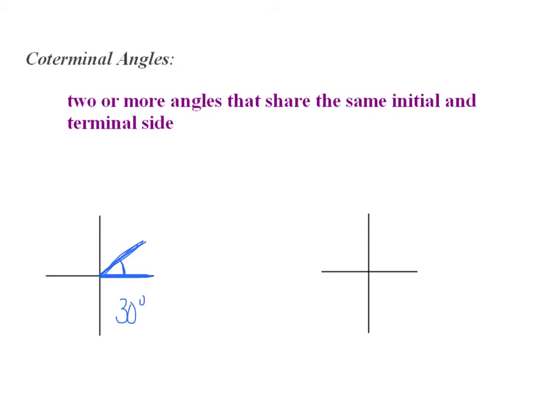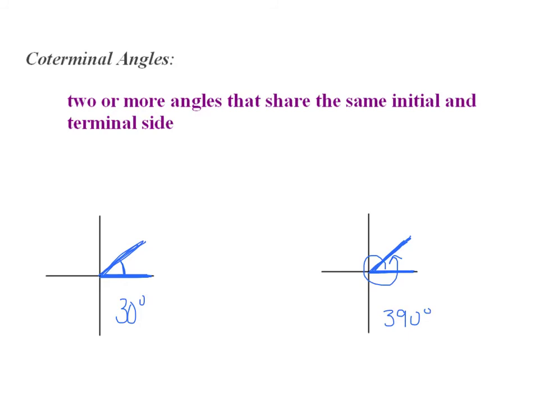A coterminal angle for 30 degrees is going to have the same initial side, so it's still going to be on the x-axis. The terminal side is still going to be somewhere up in the first quadrant, except it's going to have a different numeric value to it. So if I draw this, notice I just went around the circle an extra time. So the coterminal angle would be 390 degrees.